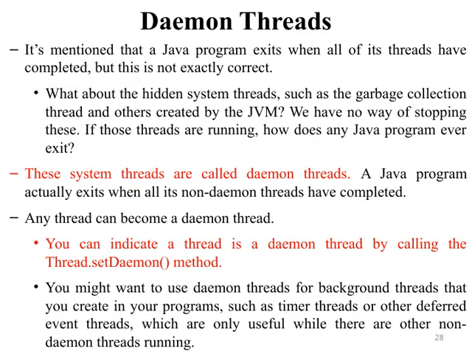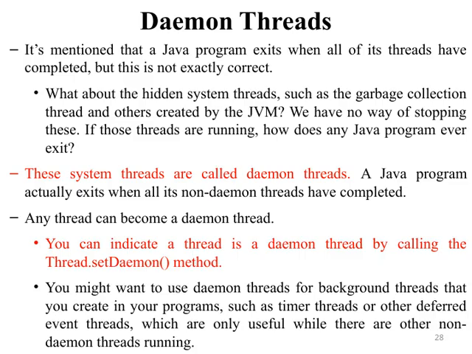Let's talk about daemon threads. You might have heard that a Java program exits when all of its threads finish running, but that's not the full story. What about those hidden system threads, like the garbage collection thread or other JVM-created threads? We can't really stop these threads. They keep running in the background. So if these system threads are still active, how does a Java program ever actually exit? That's where daemon threads come into play.